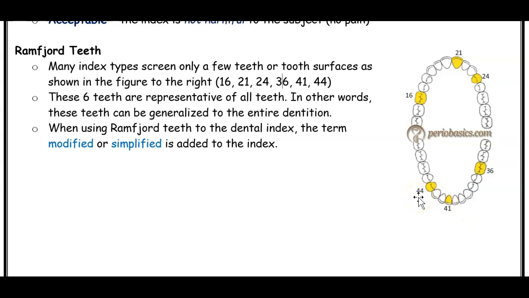Sometimes we don't have time in community and public health to assess every single tooth, so instead we'll just do these six Ramfjord teeth. When we use a dental index that only uses those six Ramfjord teeth, we say that the index is modified or simplified, so that name is added to the index. I'll give you some examples of that as we scroll through.